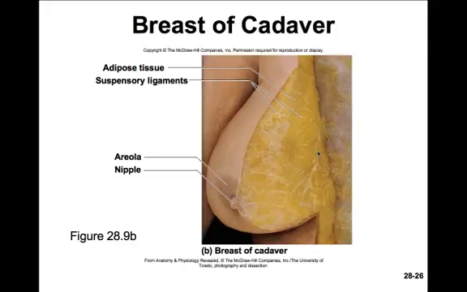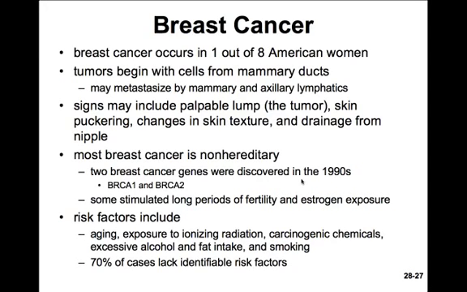Here we can see a dissection of breast. You'll notice that it's predominantly adipose tissue. We can see a few of the suspensory ligaments, but other than that, in a non-lactating breast, predominantly adipose tissue.